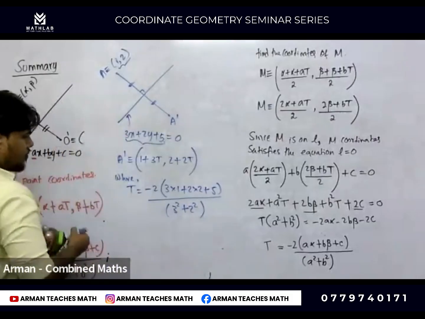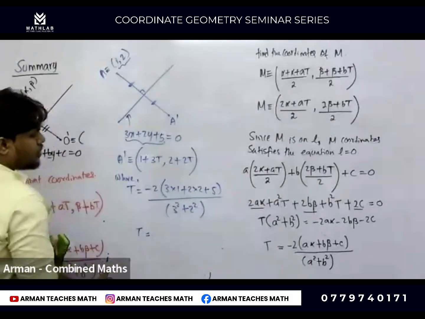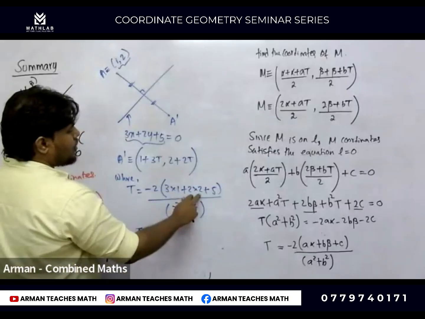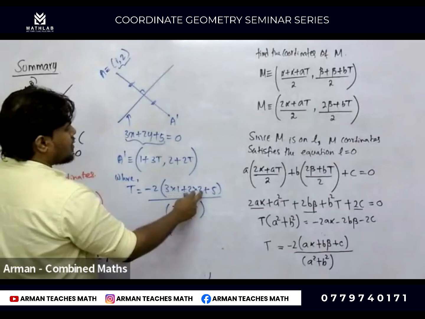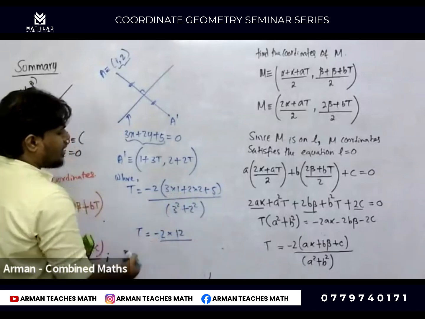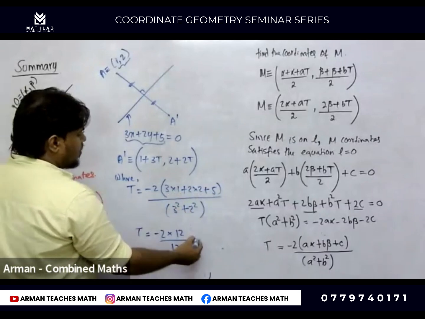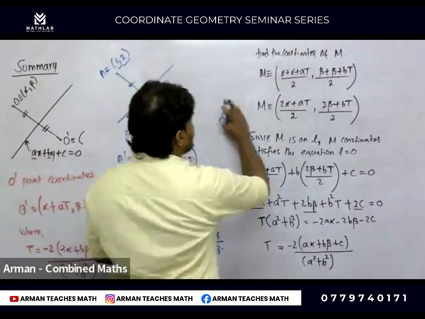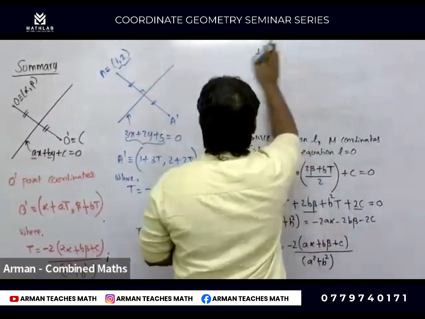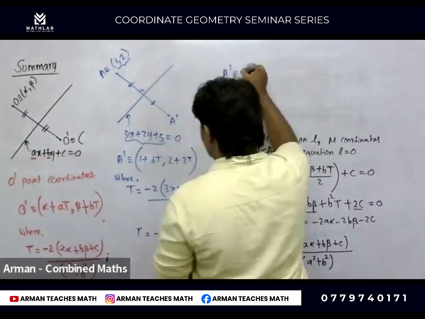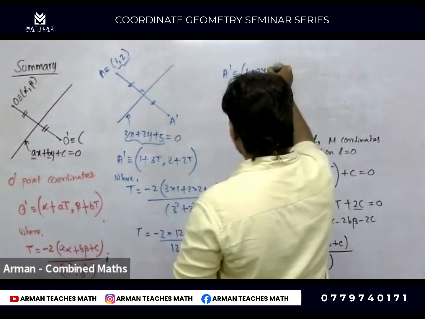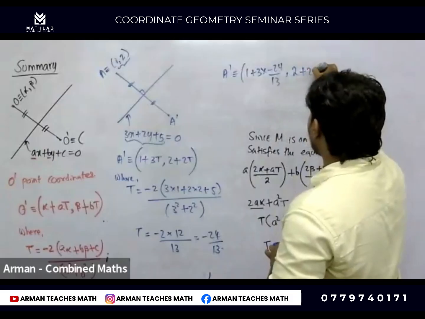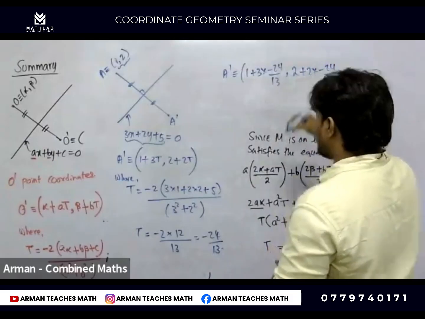What's the t value from here? We get t equals to minus 2 times, 3 times 1 is 3, 2 times 2 is 4, minus 5. 3 plus 4 is 7, 7 minus 5 equals to 2. Divided by 9 plus 4 is 13. This equals to minus 4 over 13. Substitute that value in A dash. A dash is equals to 1 plus 3 times minus 24 over 13, comma, 2 plus 2 times minus 24 over 13.